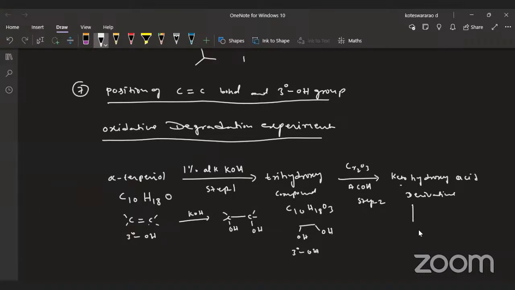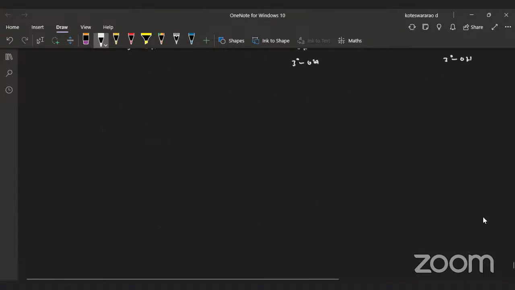What is the molecular formula again? It's keto hydroxy acid, C10H18O4. In that, what functional groups are there? One keto group, C double bond O, one carboxylic acid, along with one tertiary hydroxy group, which is unreacted. Next, this compound undergoes spontaneous lactonization. This is step 3.